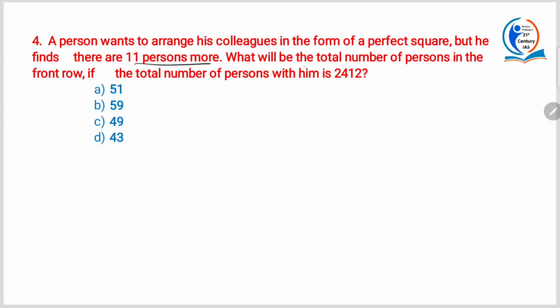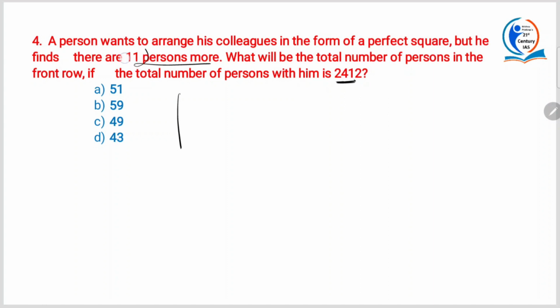What will be the total number of persons in the front row if the total number of persons with him is 2412? Okay. So he is saying that this fellow wants to arrange all his colleagues in the form of a perfect square. Okay. So number of rows, number of columns should be same.